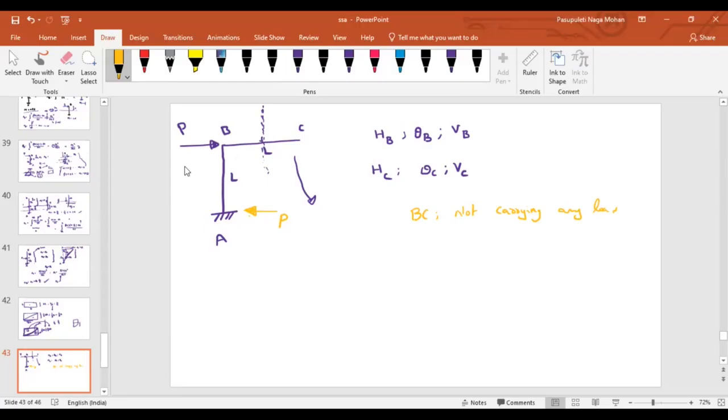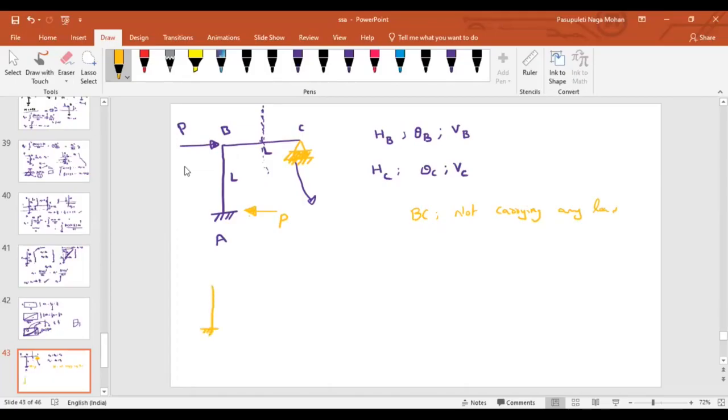Let us say, if I keep a roller support here, will it carry any force? No, sir. If it is a single support, will it carry any force? Yes, sir. Yes. Now, let us discuss a few things here.